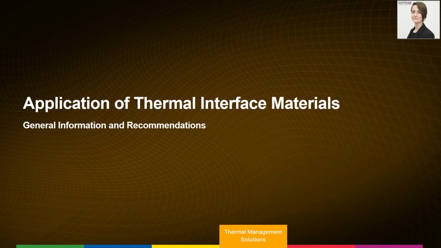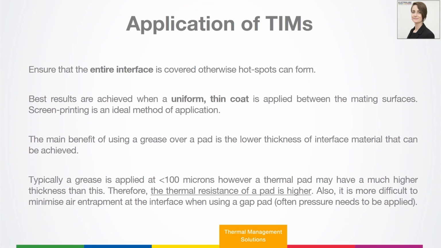So we're going to go over a little bit more about the general information and recommendations for the application. I'm going to keep saying it throughout the entire thing. It has to be uniform, it has to be a thin coat, and you need to make sure that you're controlling that from one application to the next. If you do not have the same thickness of material, you will have differences in the way each of the devices you produce performs.